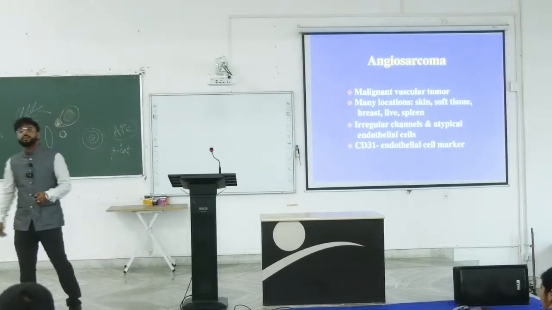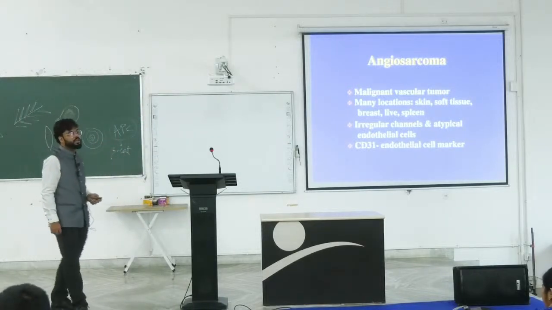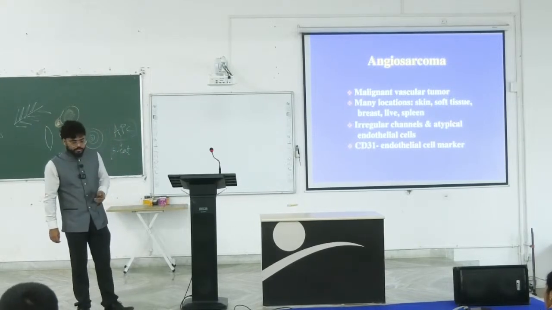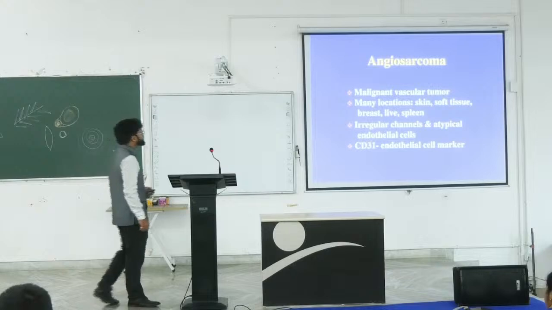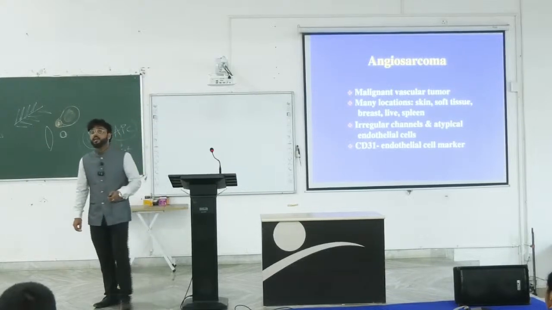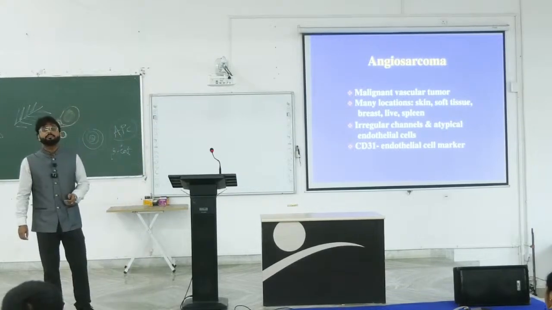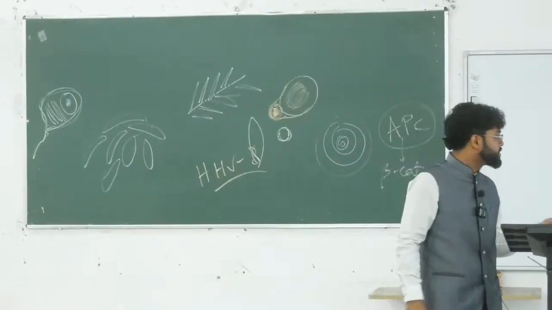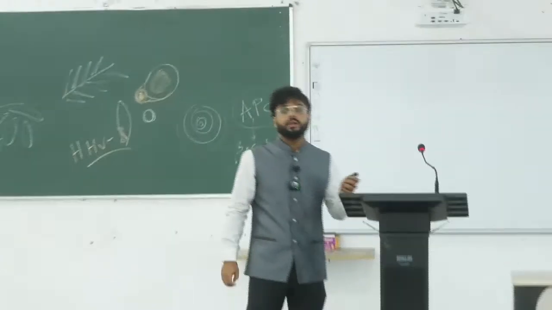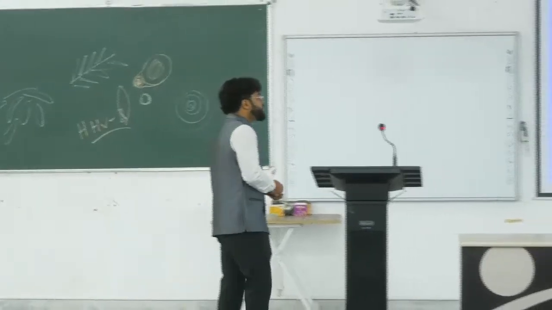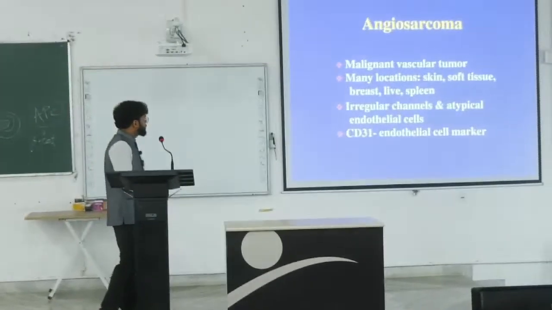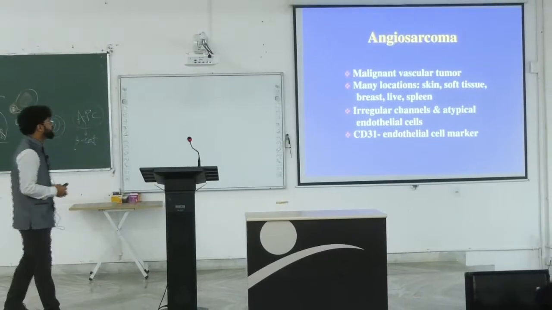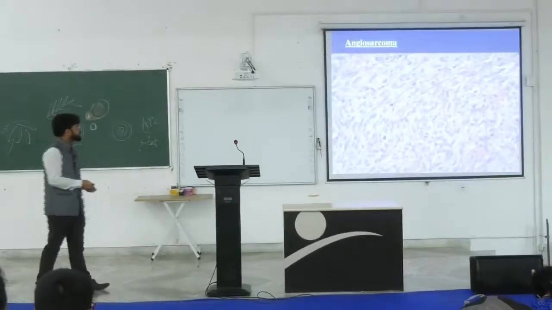Angiosarcoma has a peculiar origin. It usually arises from the lining epithelium or endothelium, and it is positive for CD31, an endothelial marker, and also positive for HHV8. Kaposiform angiosarcoma: there is presence of irregular channels with atypical endothelial lining. Usually it is seen in the skin, and in deeper tissue, breast, liver, etc.